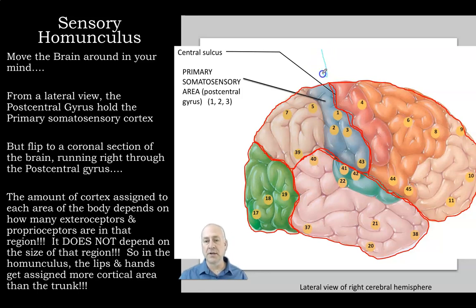This is the central sulcus. It's all going to be posterior to the central sulcus, which you can't see in a coronal. But what you see is it's all going to be superior. What areas 1, 2, and 3 are all, this area right here is where the sensory homunculus is going to be built. It's all going to be superior to this lateral sulcus.